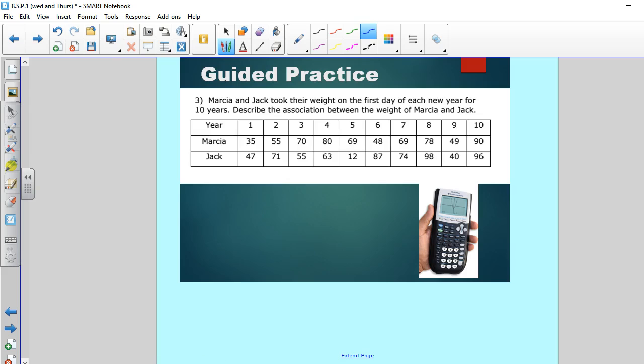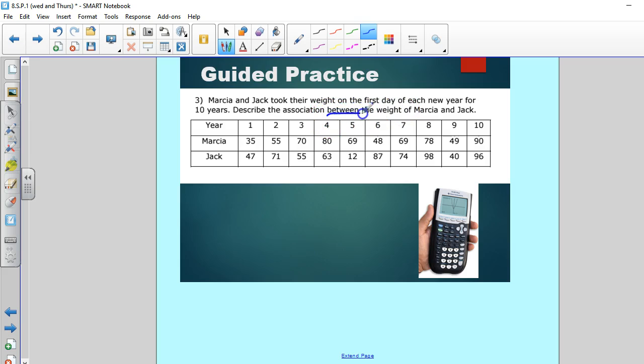But before you can start graphing, you have to look at your problem to see what you need to complete the graph. So I'm going to go back to the guided practice from yesterday, and I'm going to show you how we can take Marcia and Jack's information and use it to create a scatter plot and look for a trend to see if there's a relationship between Marcia and Jack's weight. If you look at the question, it says Marcia and Jack took their weight on the first day of each new year for 10 years.